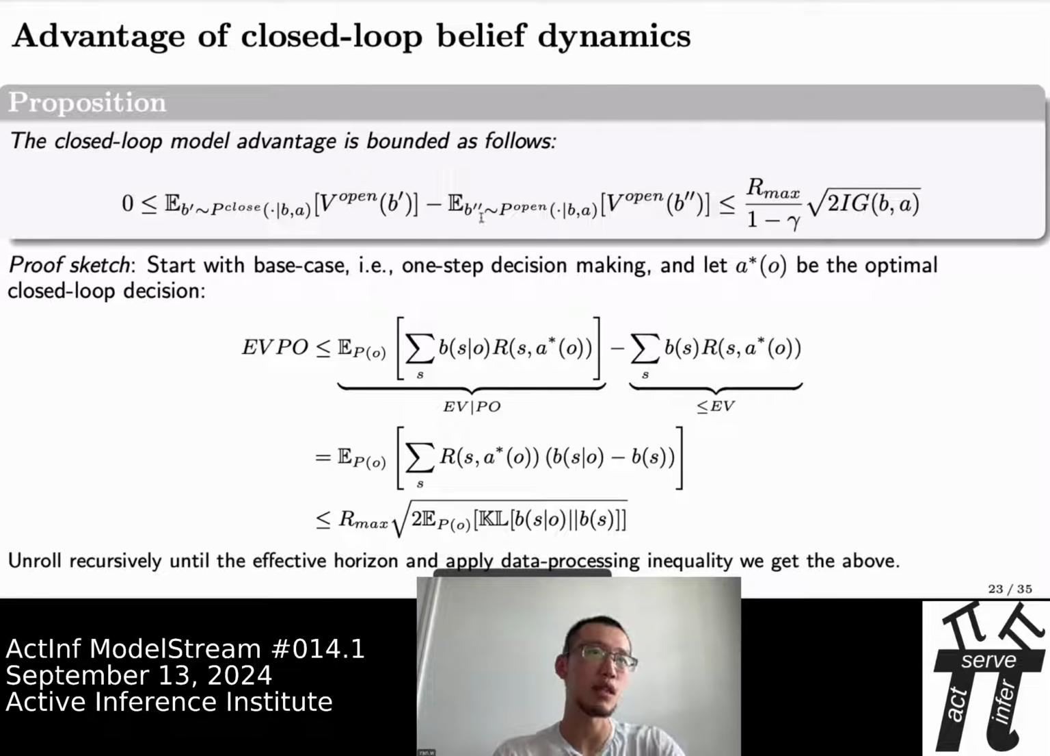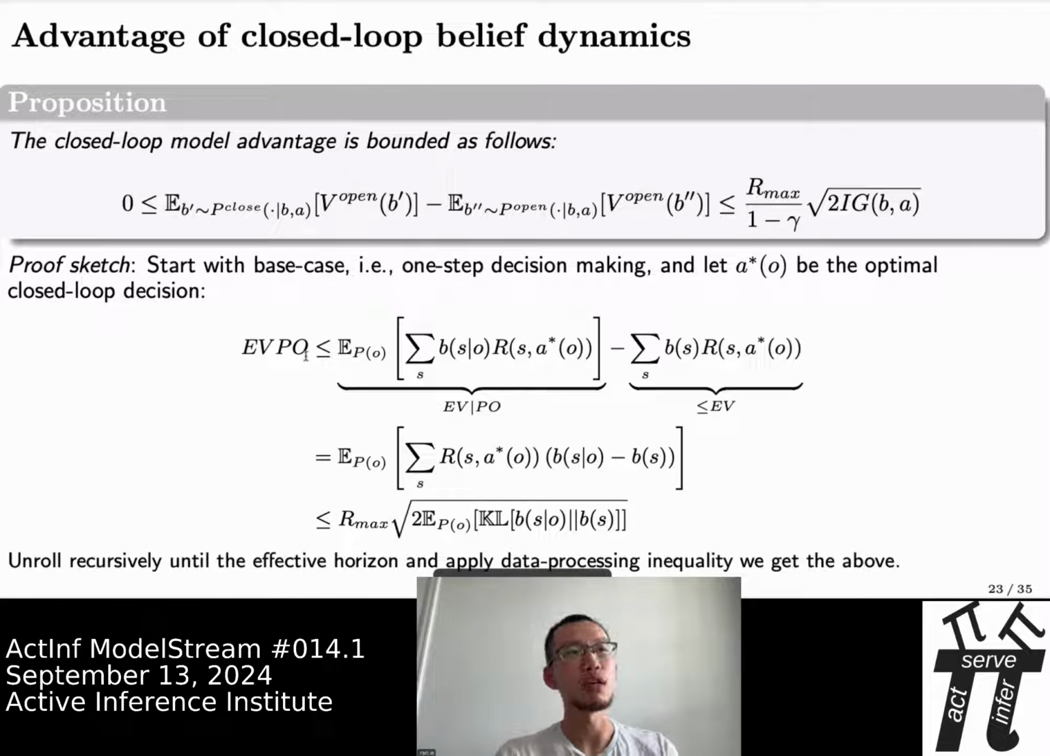So how did we get this? Basically, we start with a one-step decision making. In that setting, the advantage of being closed loop is basically the expected value of perfect observation, which is the difference between the expected value given perfect observation and without. And then we can rewrite this as a linear combination of the difference between the updated belief and the prior belief. And if we apply some bounds here, then we can upper bound this as the expected information gain, and that's how we got this.